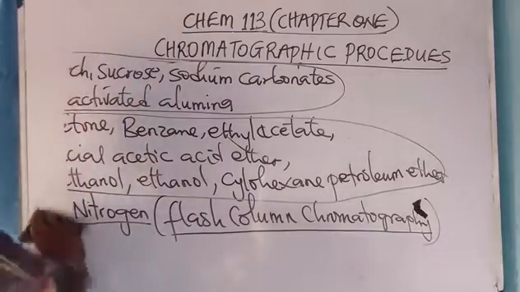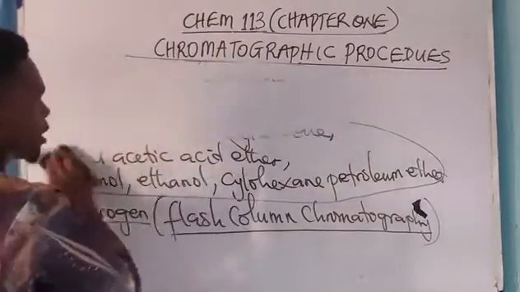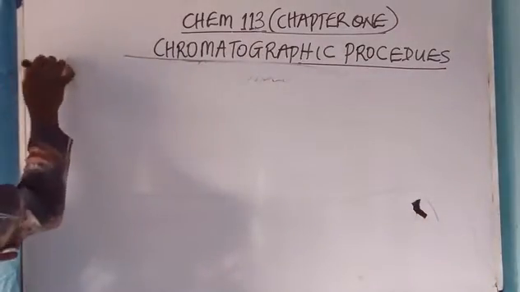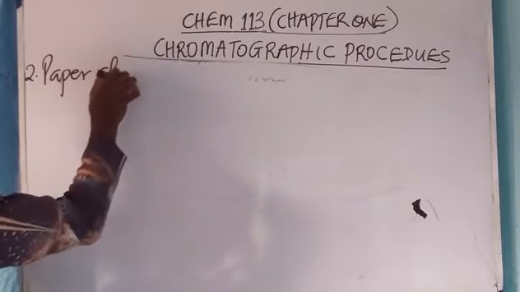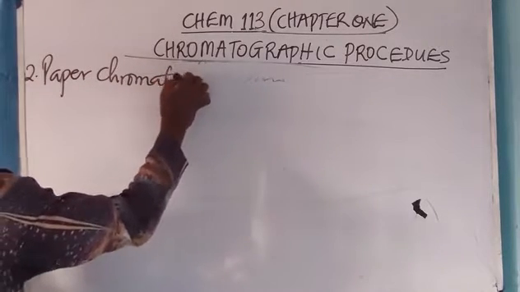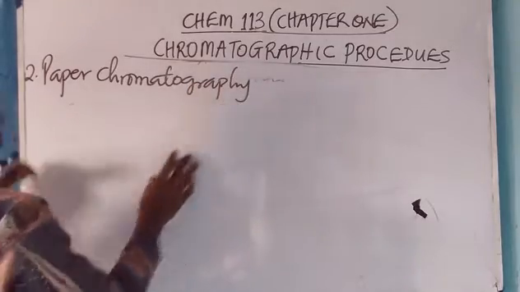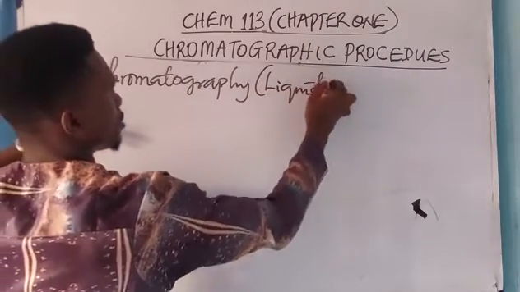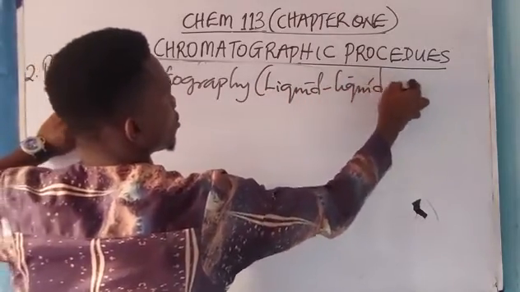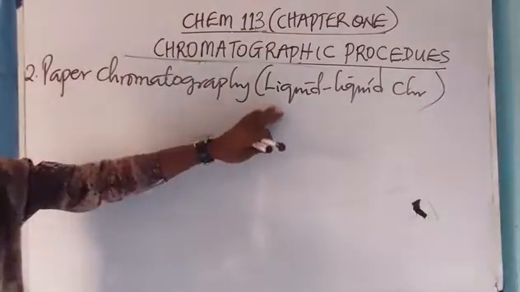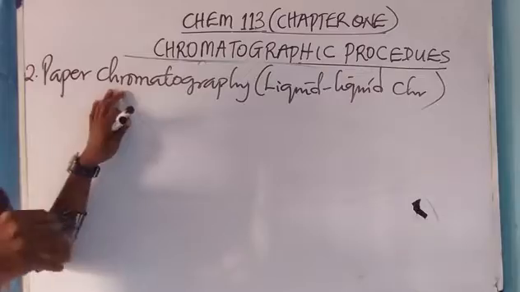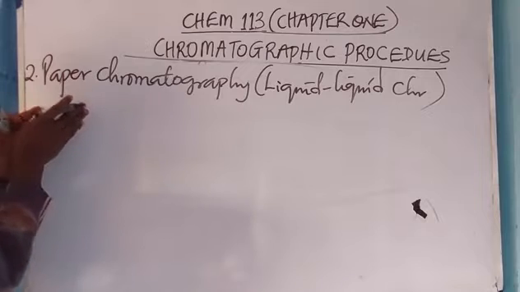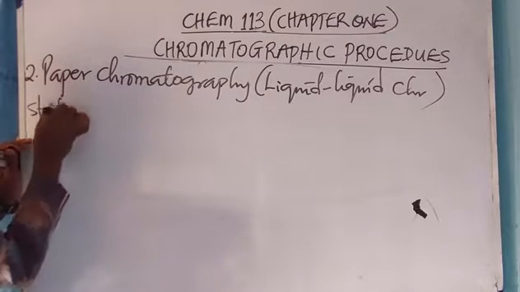Now, number 2 type of chromatography is paper chromatography. Paper chromatography is otherwise called liquid chromatography. Paper chromatography is also called liquid chromatography.